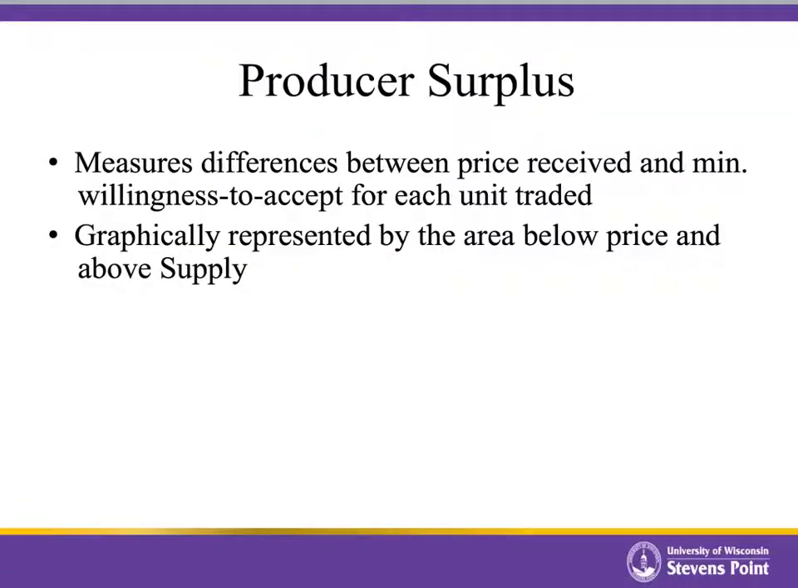Similarly, we also have the concept of producer surplus. So producer surplus measures the difference between the price that the seller receives for selling the product, and the lowest or minimum price they would have been willing to accept for each unit that gets traded. And graphically, this is represented by the area below price and above supply.